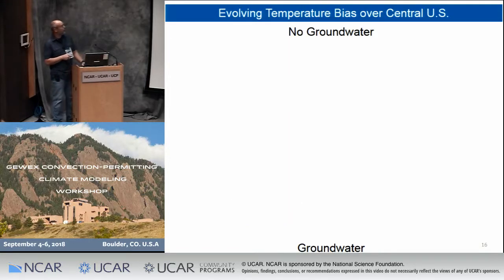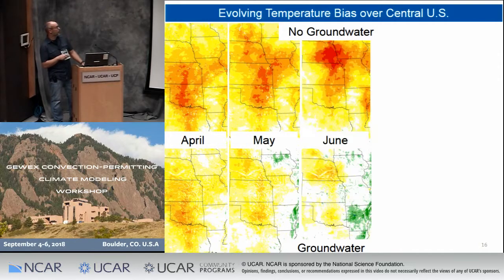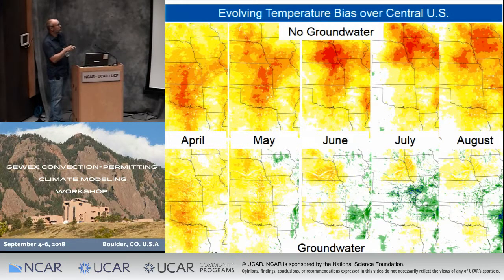So if we look at how this temperature bias evolves now over the central part of the US, we see the lower simulations have groundwater included and the upper simulations don't have groundwater included. So this is in April. This top row will be the same figures that you saw in the earlier part of the presentation. You can see that as the summer progresses, where that warm bias intensified, we're actually doing a pretty good job of controlling that warm bias and having a good temperature simulation throughout the summer months. So we're happy about these results. We thought they looked pretty good.